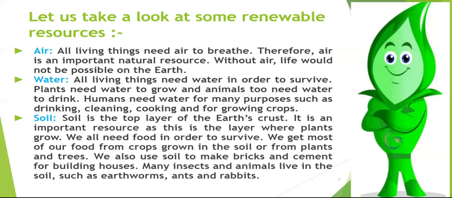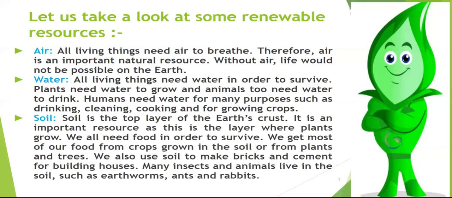The second one is water. All living things need water in order to survive. Plants need water to grow, and animals need water to drink. Humans need water for many purposes, such as drinking, cleaning, cooking, and for growing crops. Now, children, in your book, it is also given that electricity generated from falling water is called hydroelectricity. Please learn this definition.